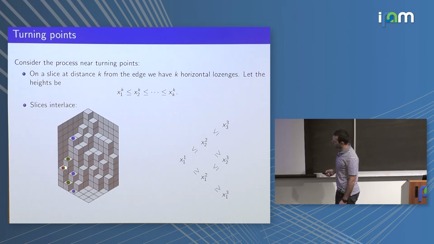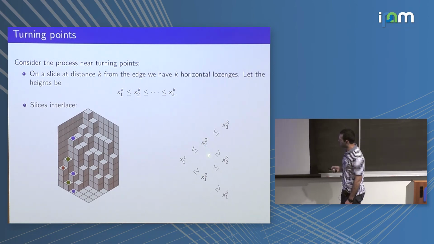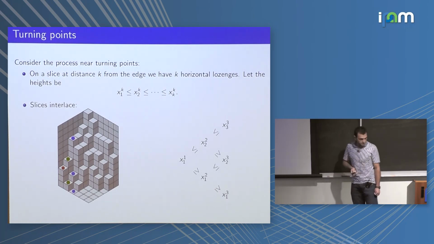And if you look at the geometry of this, the red one has to be in between the green ones. So if I record the positions, the position of the red one is x_{1,1}, the positions of the green ones are x_{1,2}, x_{2,2}, and x_{1,1} has to be in between x_{1,2} and x_{2,2}, and so on. If you look at the third slice, there have to be exactly 3 horizontal lozenges, and the green ones have to be in between those 3 blue ones. In other words, you have interlacing between slices.